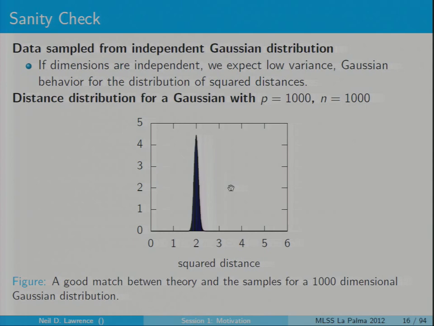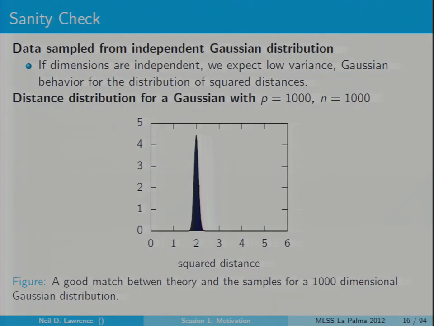Well, let's just test our intuition. This is samples from a 1,000-dimensional Gaussian, and what I'm showing is the distribution of square distances between each data point. What I'm showing you is a histogram, and then directly over it is the fit of that gamma distribution we derived before. And look how nicely the theory fits the data. So that's good. We can sample from a Gaussian, create a data set of 1,000 samples, so that's 1,000 data points, so around 1 million interpoint distances in this histogram.